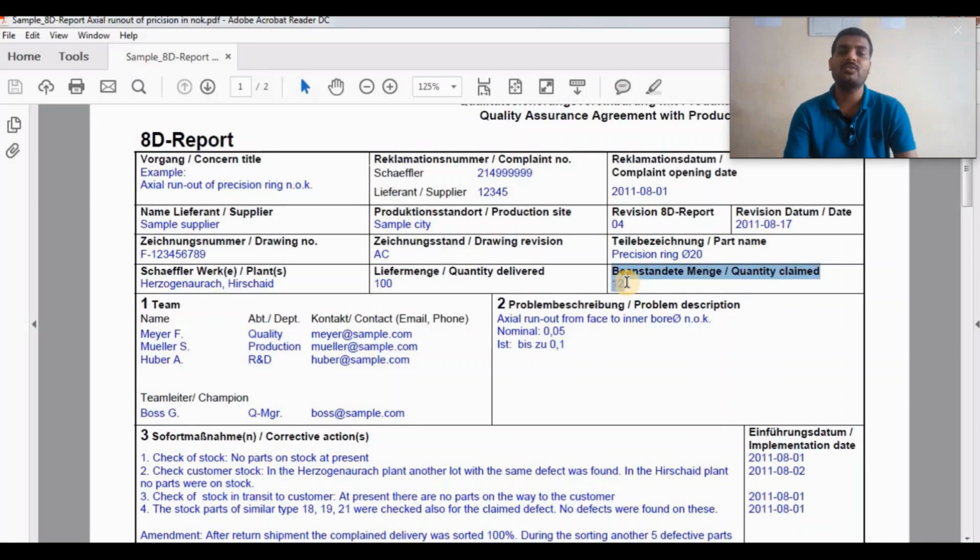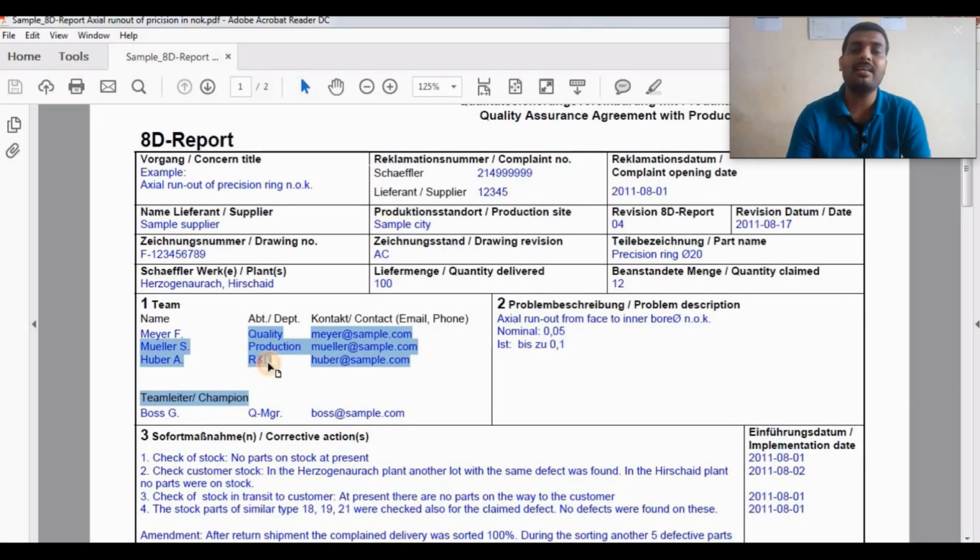The second phase was D1, formation of, or establishing, a problem solving team. In the D1 phase you should have a cross functional team so that representatives of all affected areas will be considered for the problem solving. Also here you can add representatives from external suppliers or customers as well.